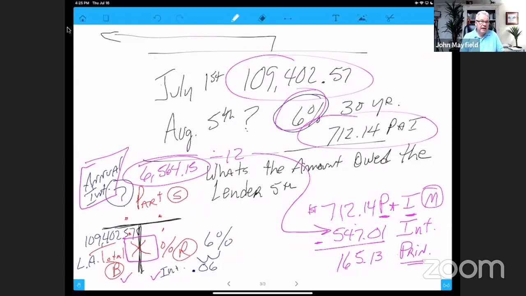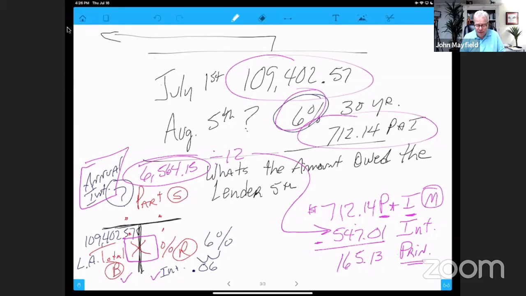Now we divide that by 12, we get the monthly interest. We already know in the problem what the principal and interest is. So when we subtract our monthly interest from the mortgage payment, the amount left over is how much would go to principal. Okay.